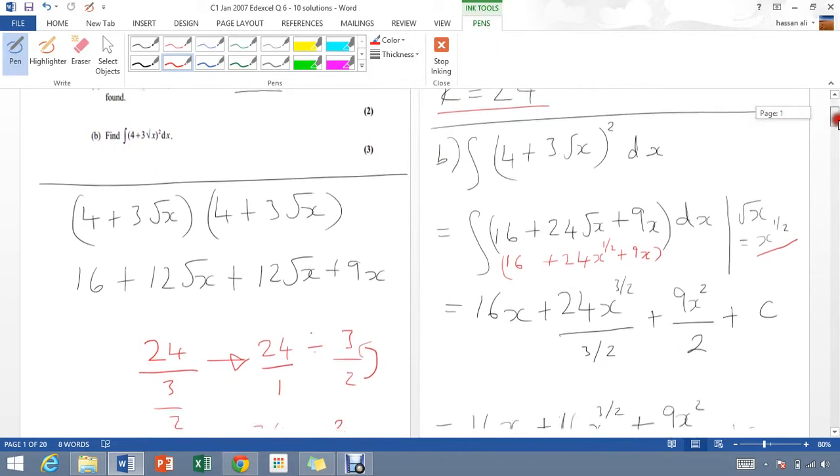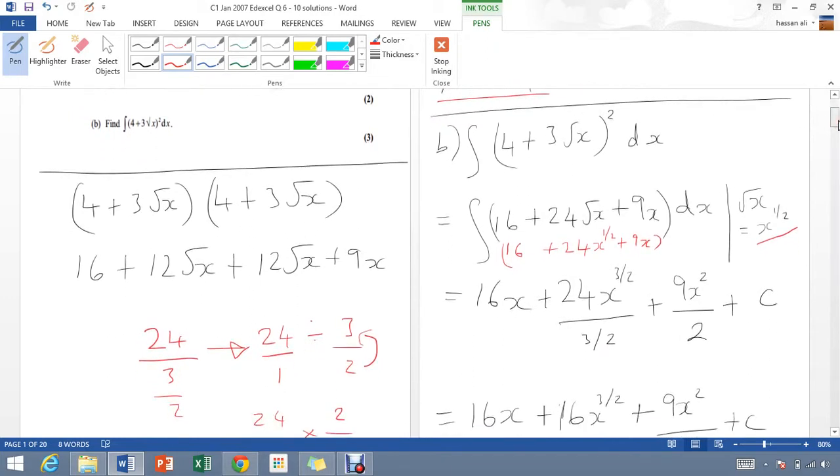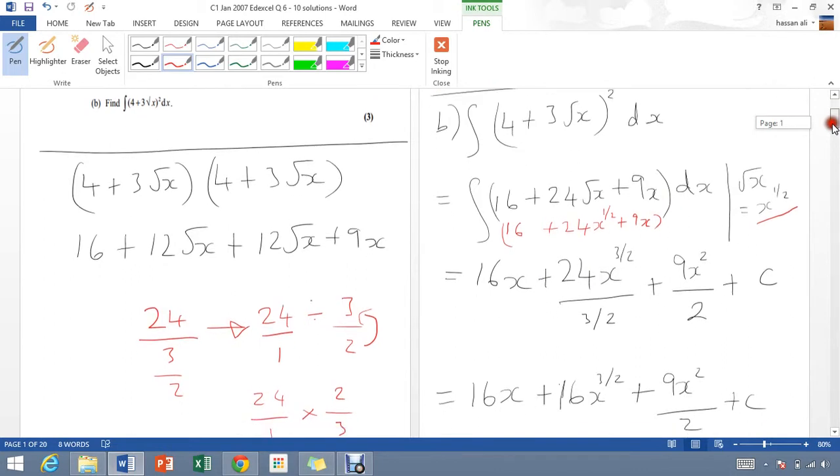So don't forget that plus c. Just bear in mind that you're just adding one to the power. So 16 will just give you 16x, 24x to the half plus 1, and then you divide by the new power. Then you've got 9x, and divide by the new power, and don't forget your plus c. I've simplified 24 over 3/2, so in other words all we're doing is dividing by 3/2. So I've simplified it here for you, so you can see what we've done.